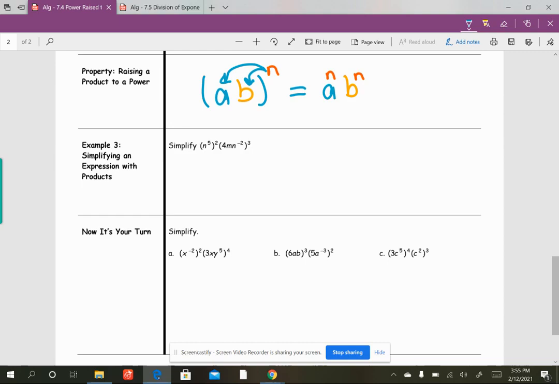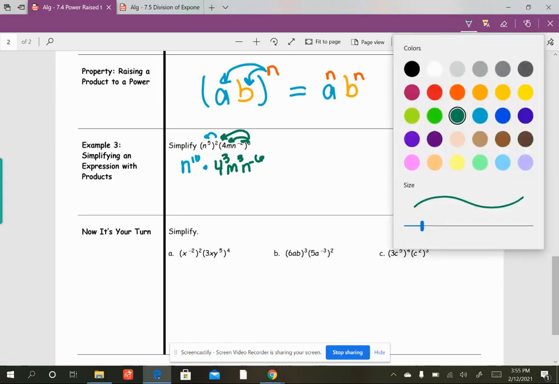So we're simplifying n to the 5th squared times 4mn to the negative 2 cubed. So we are going to distribute what is on the outside first. So bring that 2 inside to the first parentheses, and it becomes n to the 10th power. And then we're multiplying, and we're going to bring this 3 on the inside, distribute it. Ends up being 4 cubed, m cubed, n to the negative 6 power.